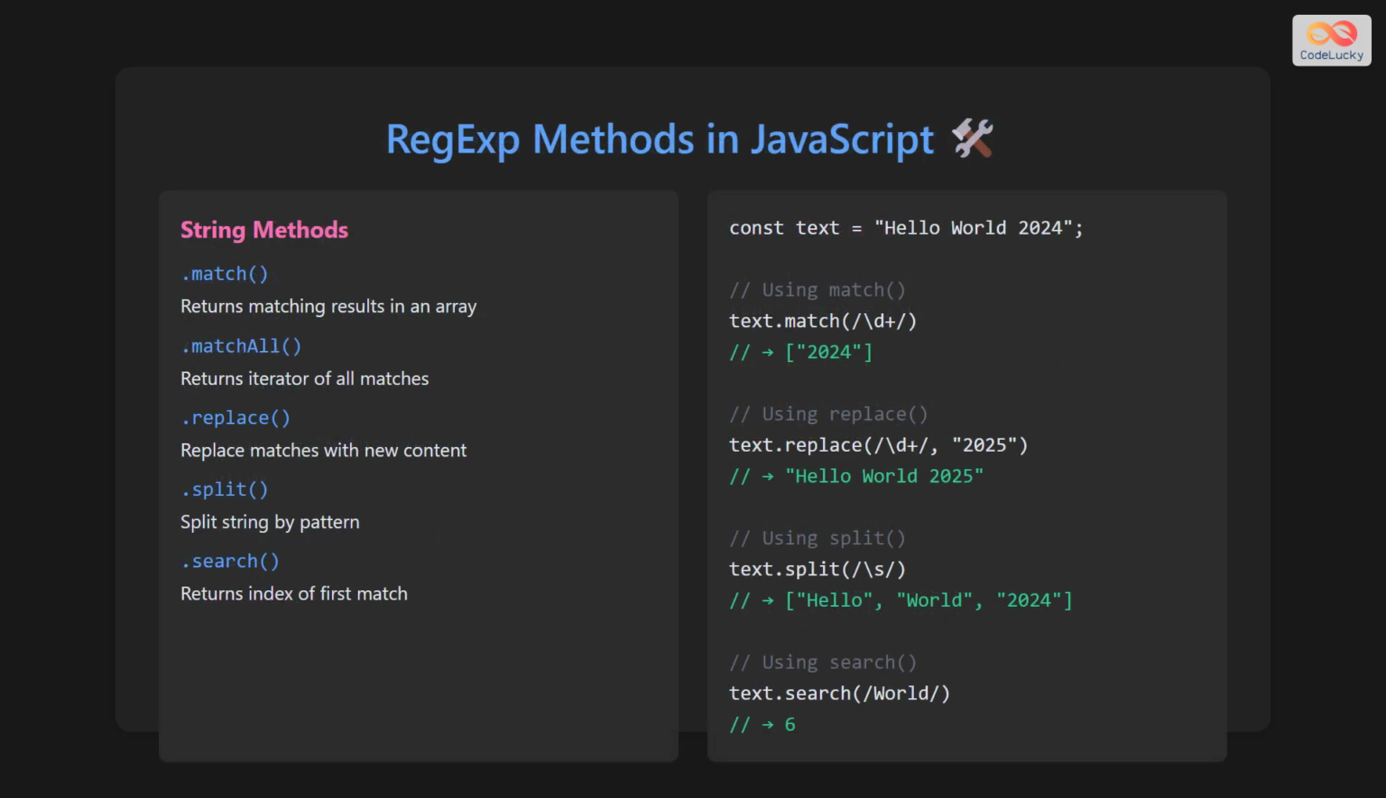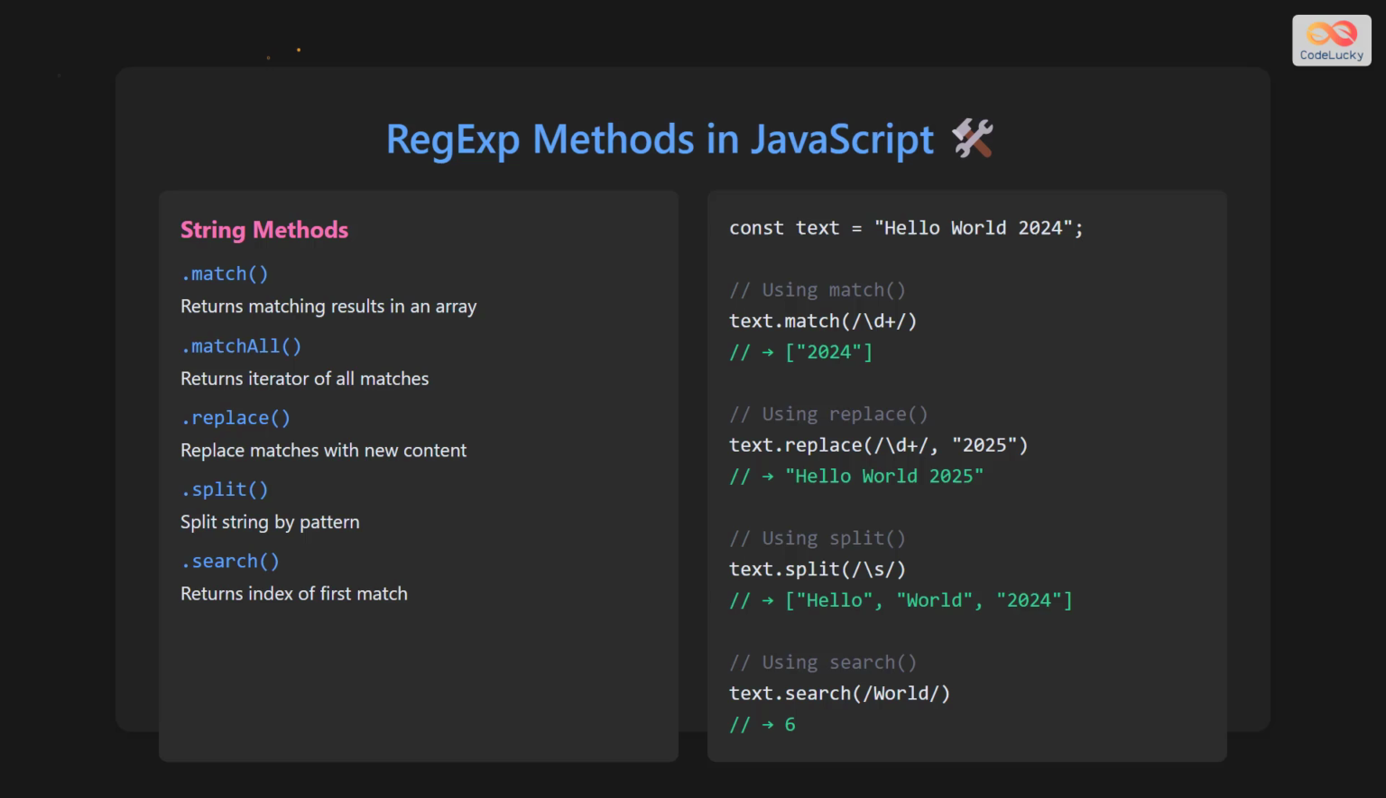JavaScript provides several built-in methods that can be used along with regular expressions for performing various operations. The match method returns an array of the matching results. The matchAll method returns an iterator of all the matches. The replace method replaces the matches with a new substring. The split method splits the string by the provided pattern. The search method returns the index of the first match.